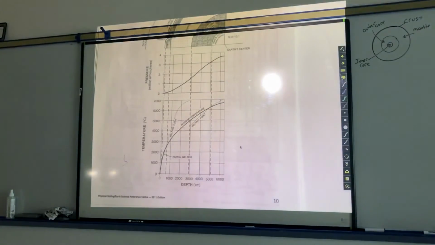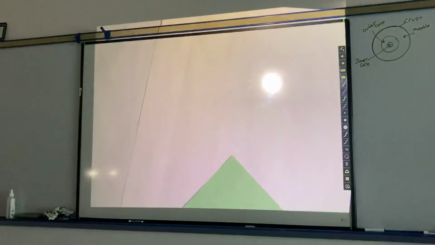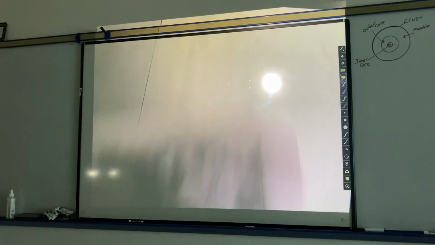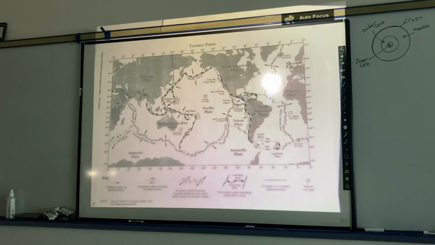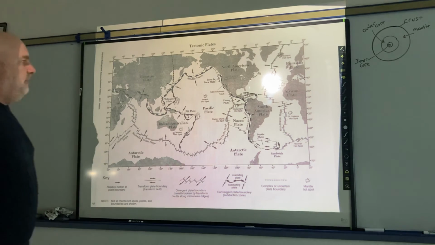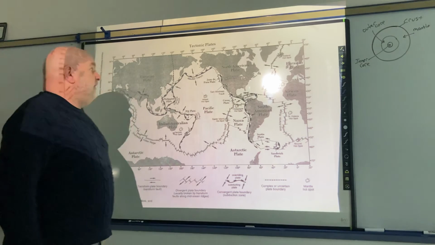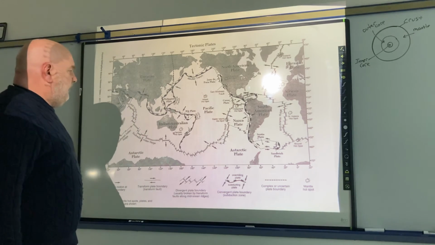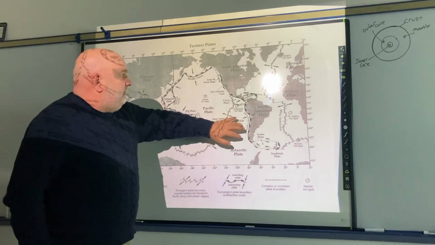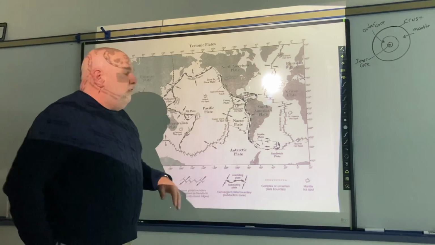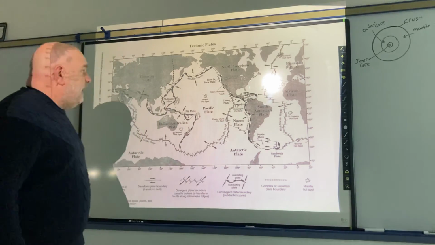Now there's one more chart from your reference tables I want to show you, and that is this page right here. What this shows is the various tectonic plates there are on the Earth's surface. So, like you got the Pacific plate, the Antarctic plate, the Nazca plate, North American plate, and so forth. So those are the plates that are moving around.